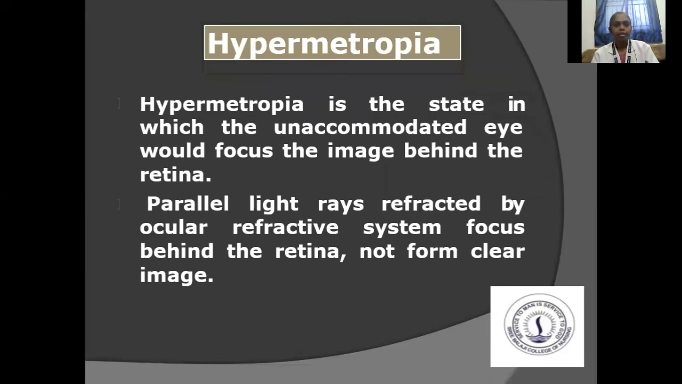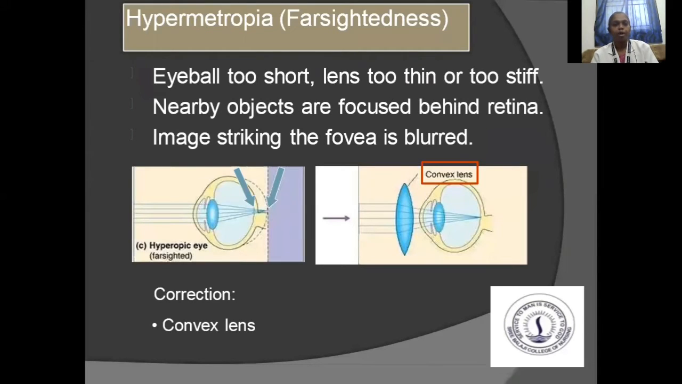Then the next type is hypermetropia. Hypermetropia is the state in which the unaccommodated eye would focus the image behind the retina, just opposite to myopia. Parallel light rays refracted by the ocular refractive system focus behind the retina and do not form a clear image. Because of that, they won't be able to see things properly, just opposite to myopia.